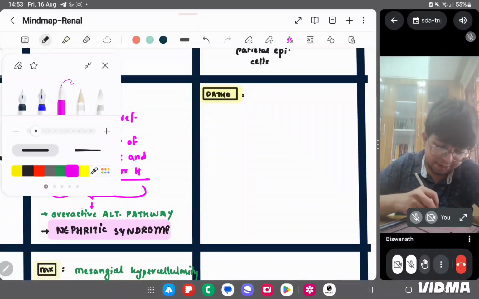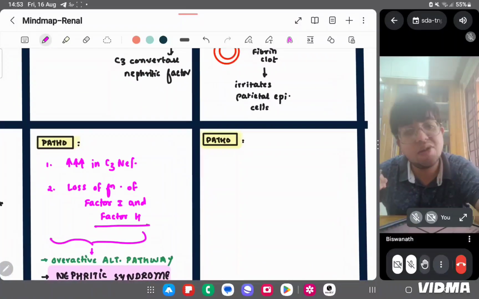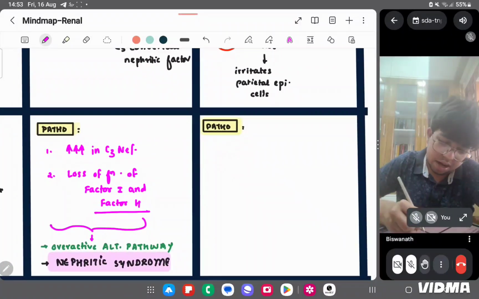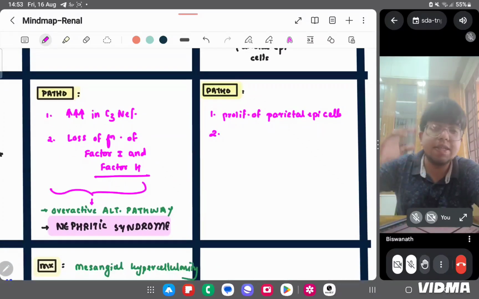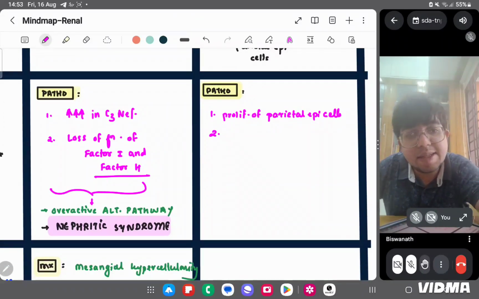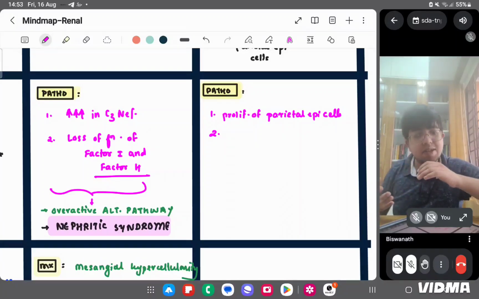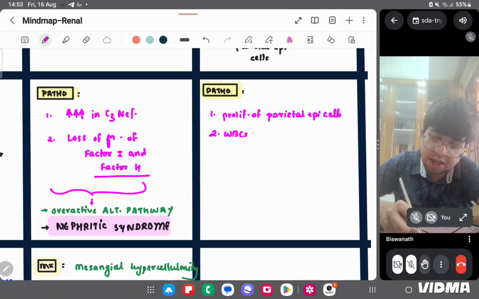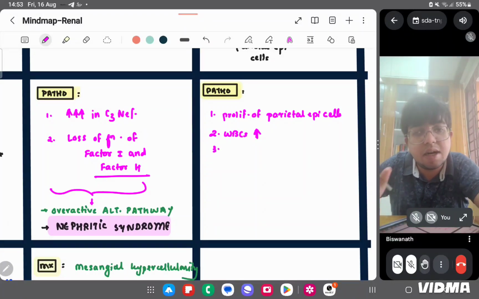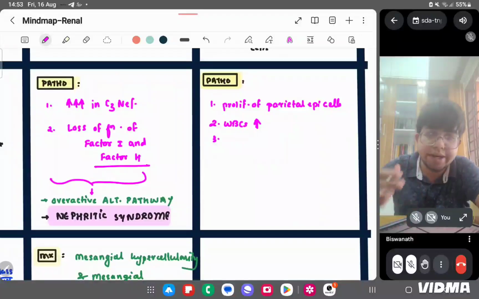So pathogenesis is basically due to irritation of the parietal epithelial cells. There is a proliferation of parietal epithelial cells, and as there is proliferation, destruction is also there. So WBC infiltration will also occur. WBCs will increase in number here. The localized WBCs will enter the Bowman's capsule and increase in number.